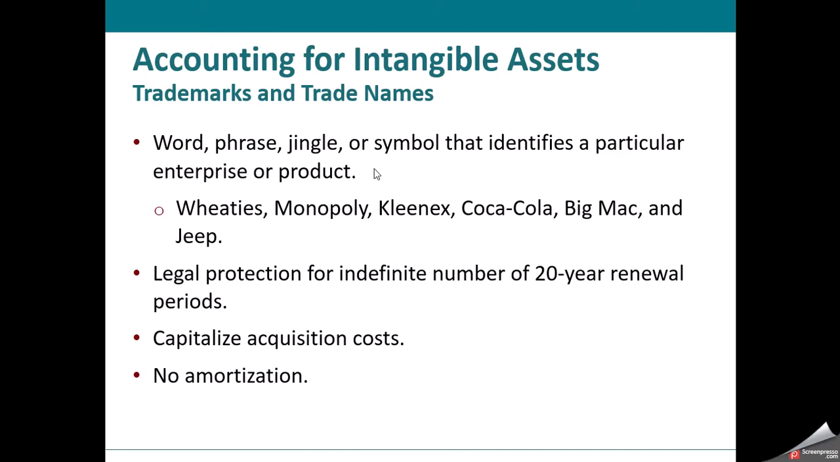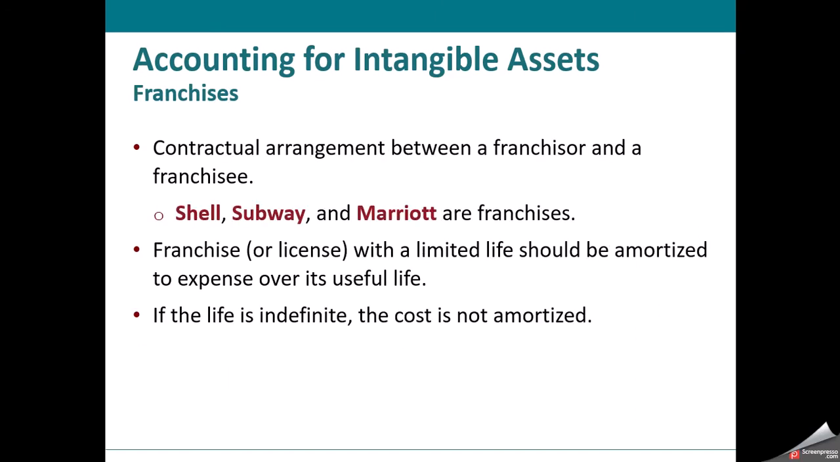Then this gives you some examples of trademarks and trade names. And those are going to be ones more that, again, you purchase. So if you acquire them, you can capitalize those costs. You do not amortize those. Franchises will be, again, where you pay like hundreds of thousands of dollars to get this franchise agreement, and that too will be amortized over its useful life.